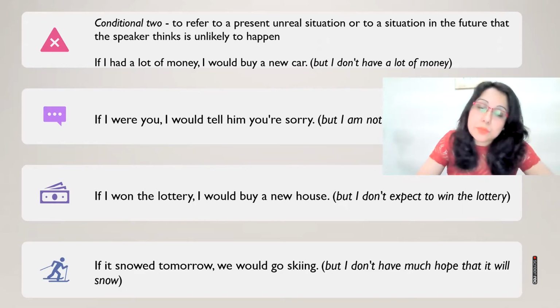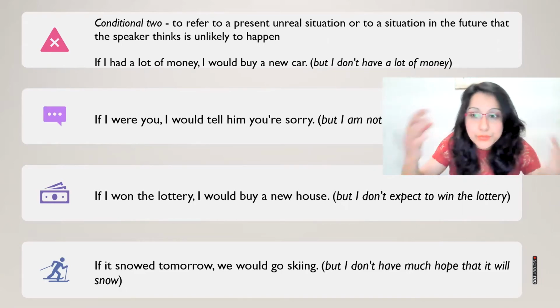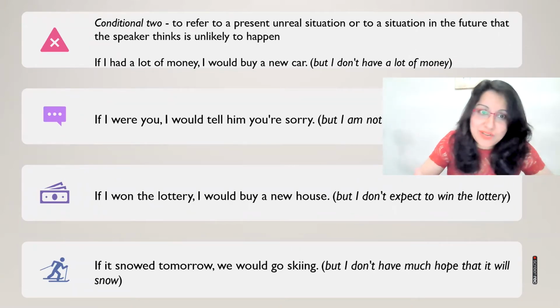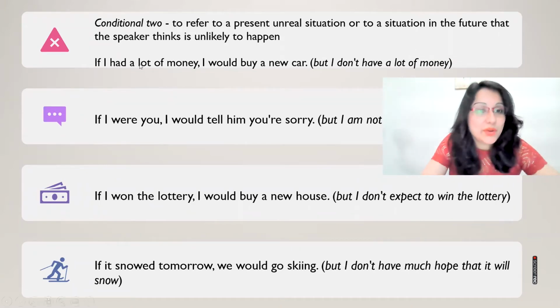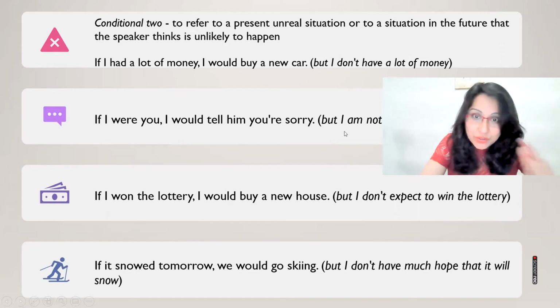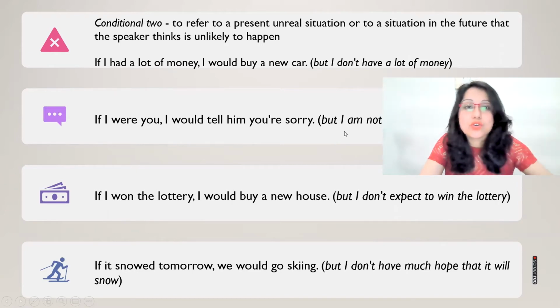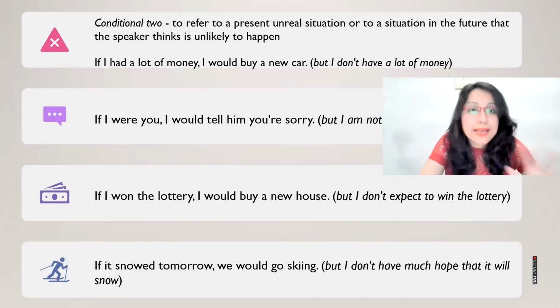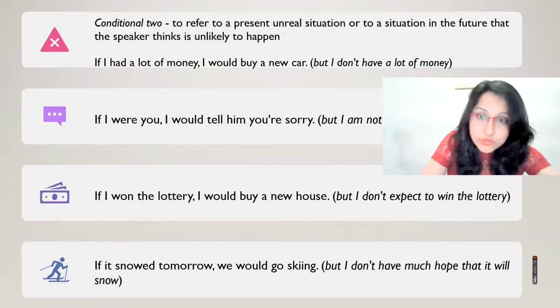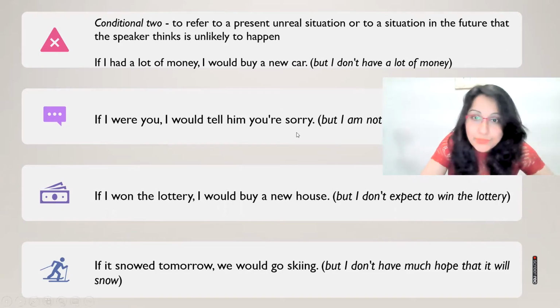So I always tell people that second conditionals are like beautiful dreams that you would want to come true. But again, dreams are just dreams, isn't it? So, if I were you, comma, I would tell him, you are sorry, but I am not you. You understand that? So this is talking about something which is unlikely to happen in the present, unreal situations, or something which is unlikely to happen in future. So this is about a present unreal situation. I am not you.